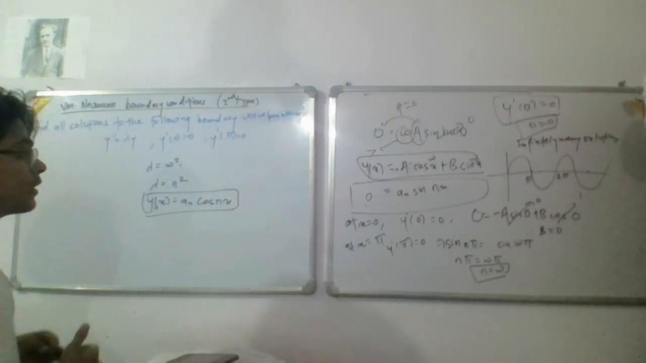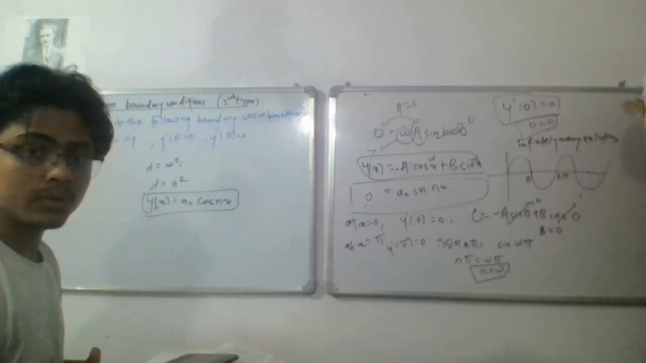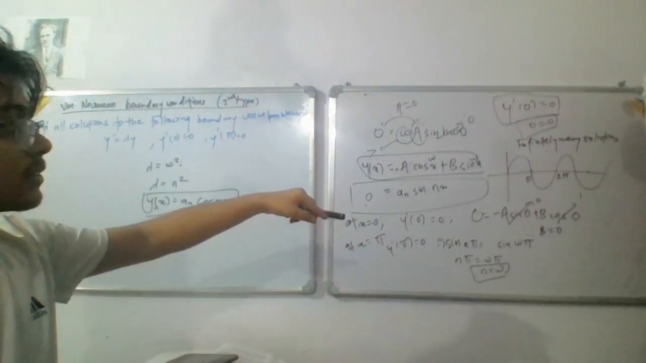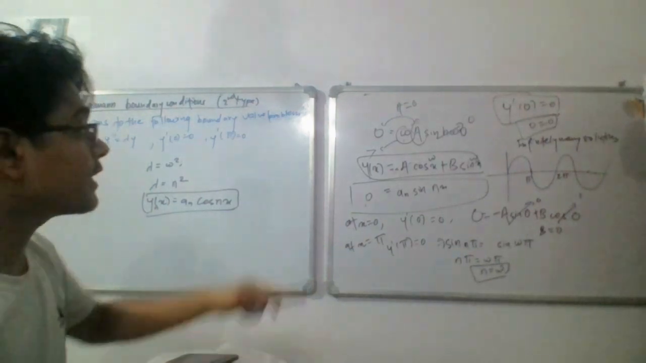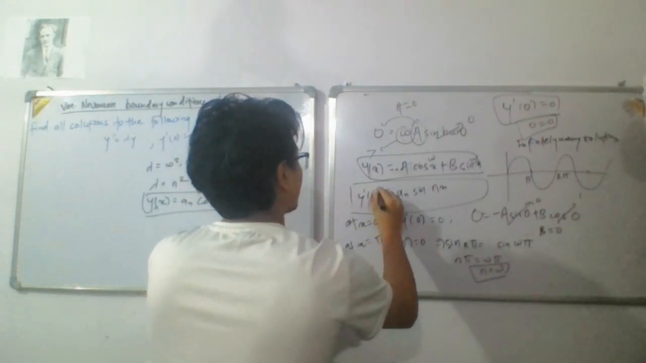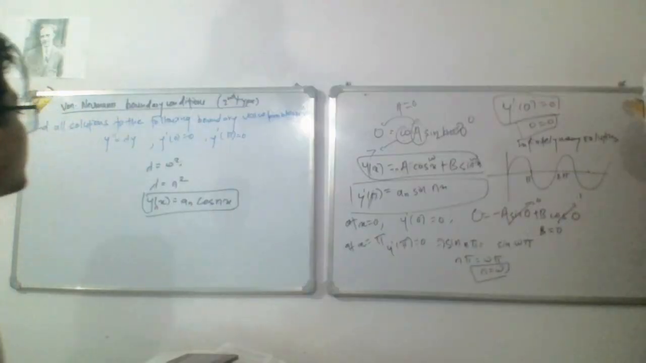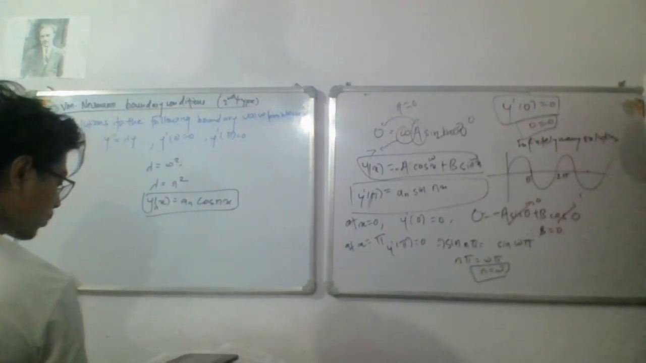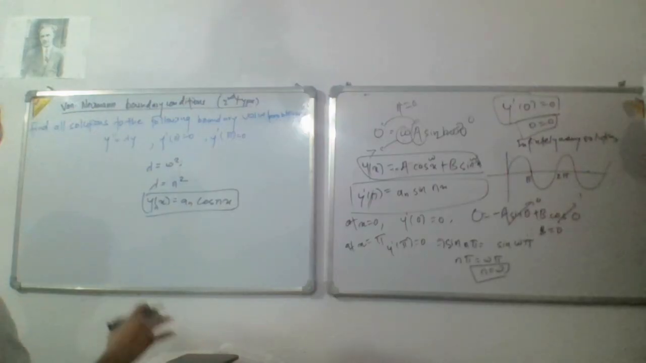Now you may wonder why we write cos instead of sine. That was the derivative case. If you remember, that was the derivative case, and if we integrate that, we get this thing, and so this is what we get for our solution of the boundary value problem.